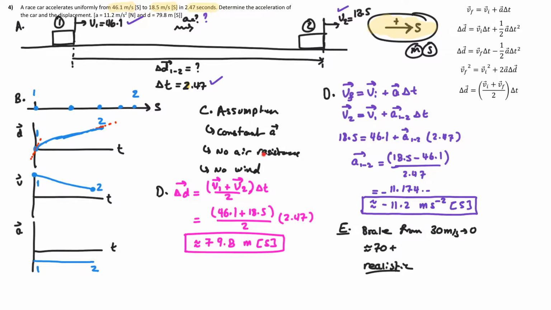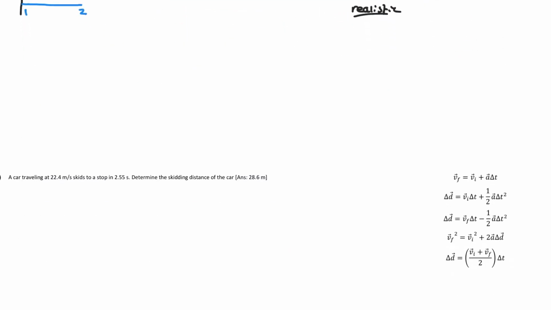Other assumptions: no air resistance. If there was air resistance, it would actually help you brake, so the stopping distance would decrease and your acceleration would increase. And if you had wind going with you, then that would increase the braking distance and change the acceleration as well. So I always think about what will happen if you were to remove one of these assumptions. Let's look at the next one.